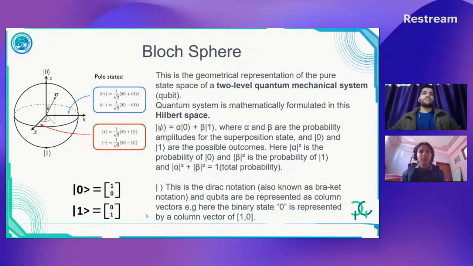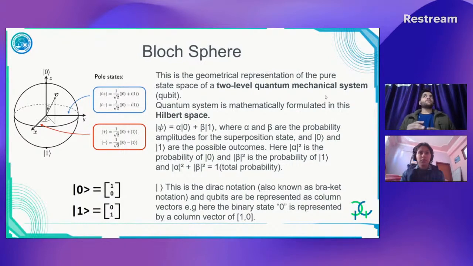So here comes the mathematics part. Basically, the Bloch sphere is used to represent a qubit. Here, like I have told in the first slide, the two-level quantum mechanical system, we can basically represent a qubit in a three-level quantum mechanical system also. But why do we use a two-level quantum mechanical system? Because we can represent one state as zero and the other state as one.